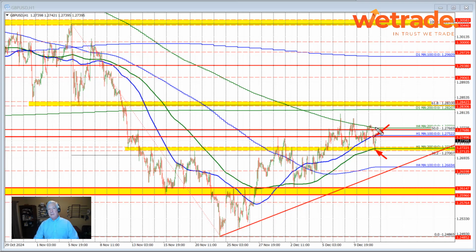If we're going higher, we need to get and stay above the 200-bar moving average on the 4-hour chart, 50% retracement, in which case we'll look toward the 200-day moving average. If we move below this level, we look back down toward the 100-bar moving average on the 4-hour chart. So there you have it, a look at three of the major currency pairs.